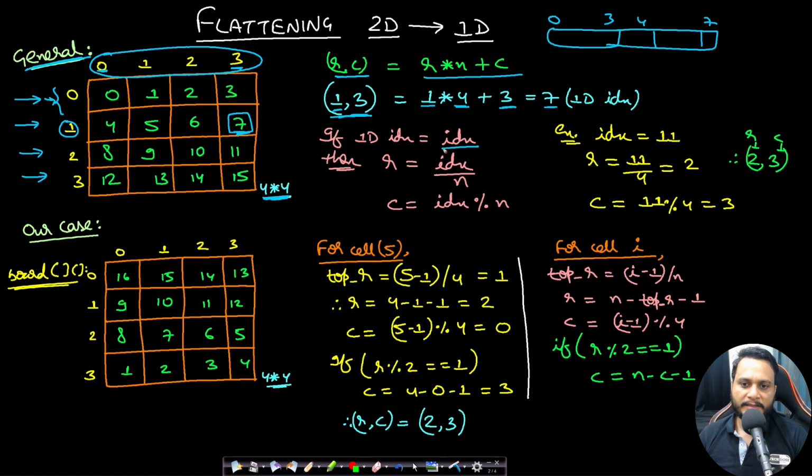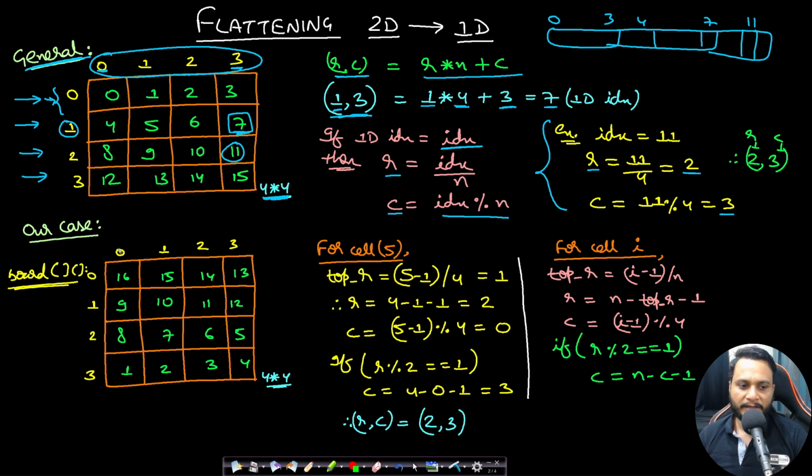So if the 1D index is, let's say, idx, then the row can be calculated by index divided by n, and the column can be calculated by index mod n. If I take index 11 in 1D, what is its equivalent row comma column value in the matrix? It should be 2 comma 3, right? So how can we calculate it? The row will be 11 divided by 4, which is 2, and the column will be 11 mod 4, which is 3. So it is 2 comma 3. This is how you convert 2D indexing to 1D and 1D to 2D. This is the general idea.